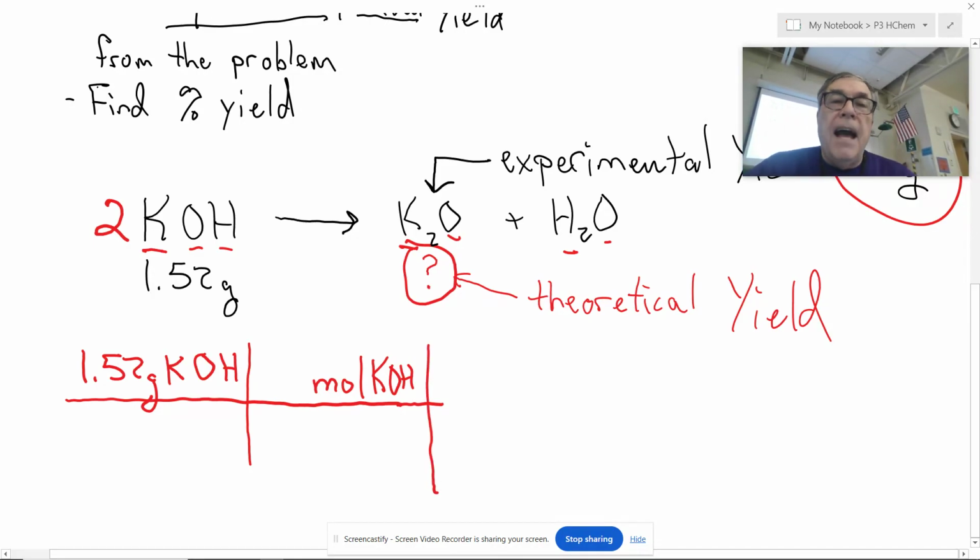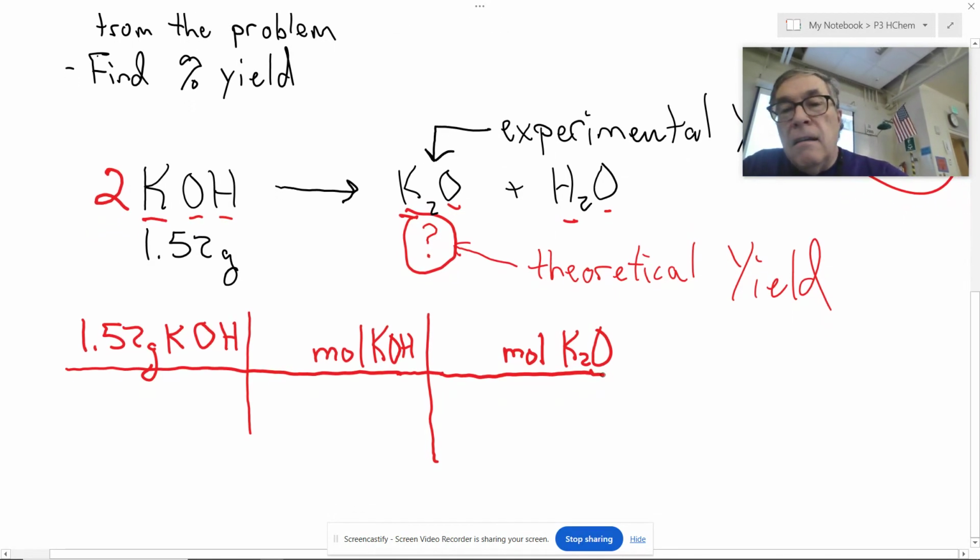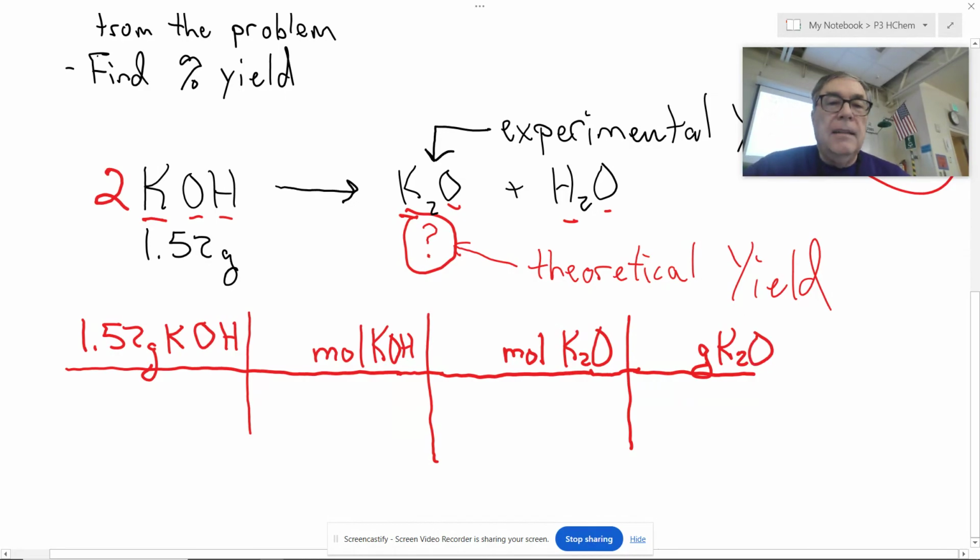Then in the next conversion factor, I want to convert from moles of potassium hydroxide to moles of the thing with the question mark under it. So this new unit right here should be moles of K2O, potassium oxide. And then I'm going to force the next unit to be grams of K2O. Right? Because that's what I want to end with. Now, how do I force those units to occur? By making them cancel out one step at a time.